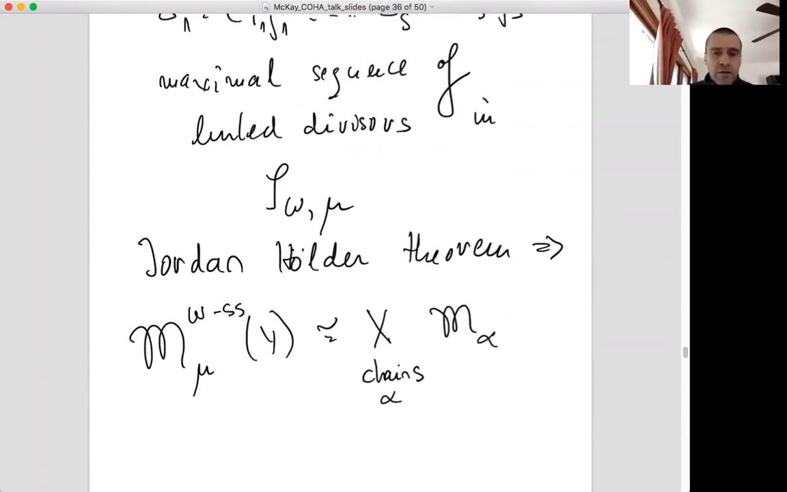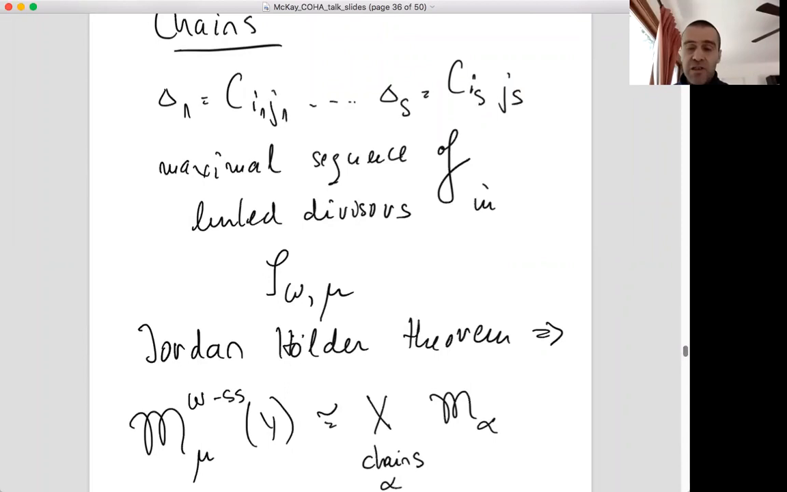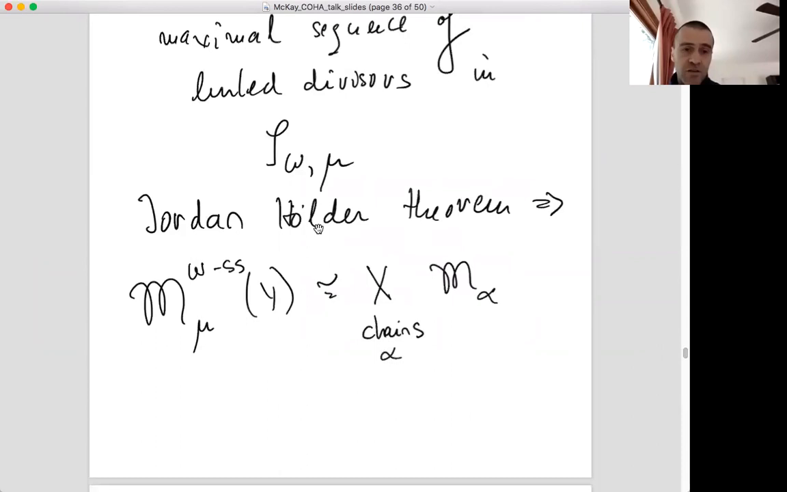So that's the structure. And now you have to keep in mind that two objects that belong to different chains are orthogonal to each other, in the sense that all Ext groups are zero. And then using the Jordan-Hölder theorem, what you can show is that the moduli stack of all semi-stable objects of fixed slope breaks down into a product over chains, over some moduli stacks associated to the chains.